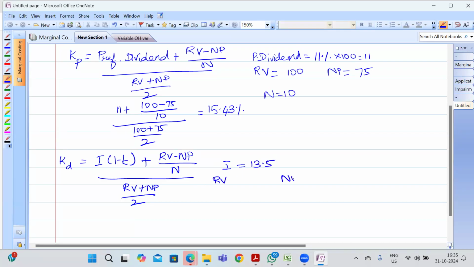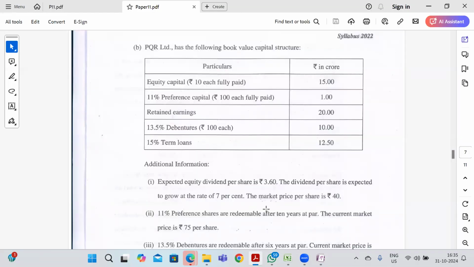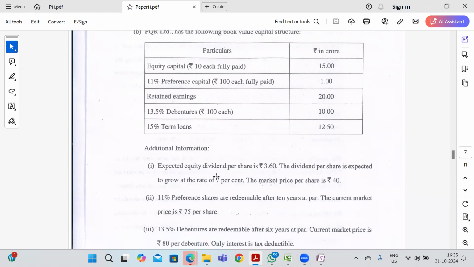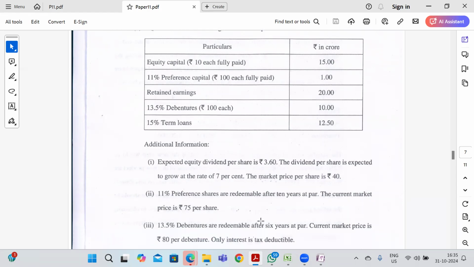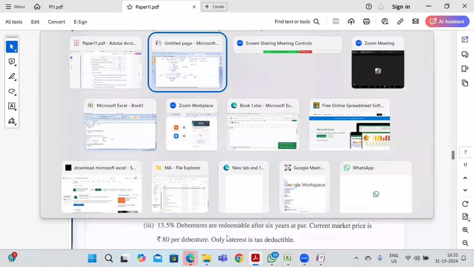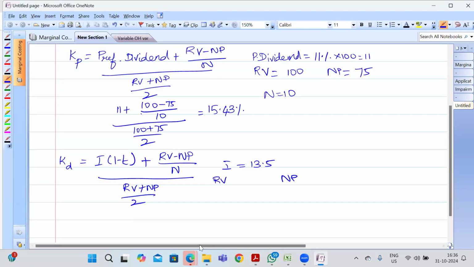So RV is equal to 100 rupees and this is redeemable after 6 years. That means N is 6 years. Market price is 80 rupees. So RV is equal to 100, NP is equal to 80, N is equal to 6 years.